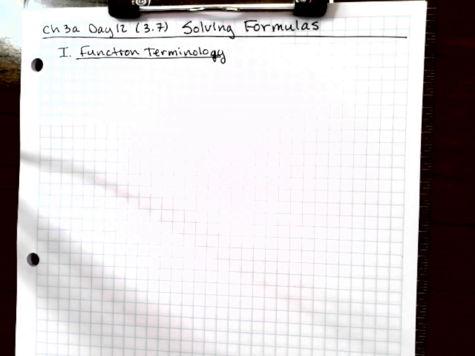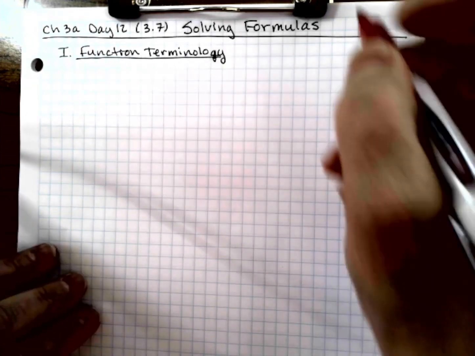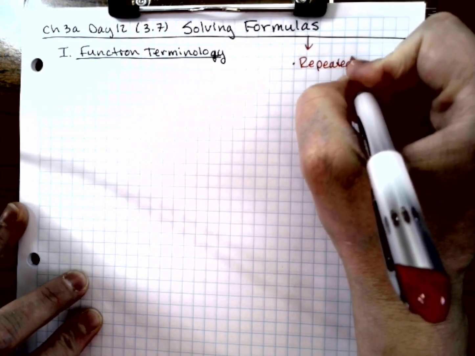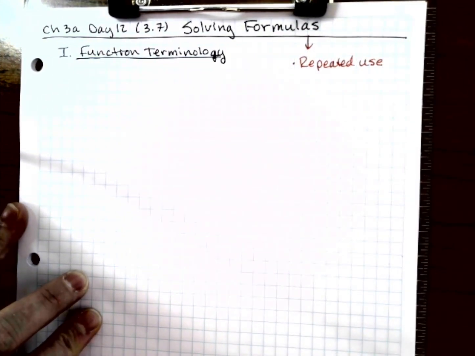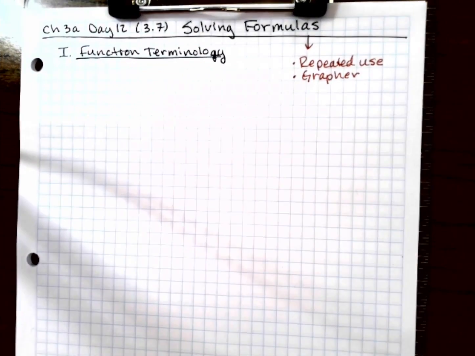All right, well, this is chapter 3a. 3.7 is the material. It's solving formulas. So first thing we're going to do is learn about function terminology, which is one of the main reasons we solve for formulas. Some of the other reasons we solve for formulas are if you're going to have repeated use of a formula. So it's just easier if you solve for the thing you're looking for rather than solving every single time. Also, if you're going to use a graphing calculator, you've got to be able to solve formulas to be able to input them into the calculator.